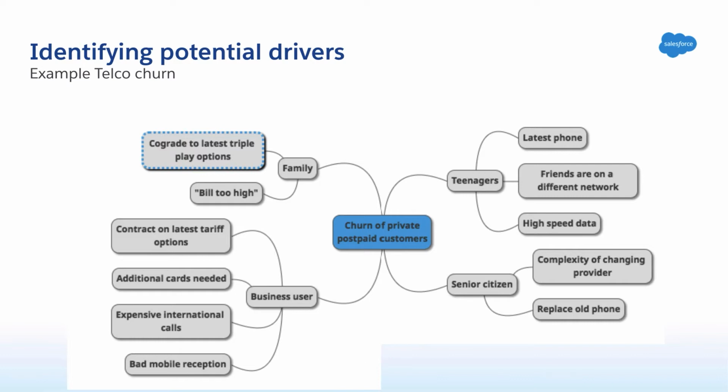Teenagers and data plans might not have everybody on the same network. Again, this might be a little bit older but still applicable from an understanding perspective. For a senior citizen, there's the complexity of changing the phone, or calling someone, or even replacing the old phone. They get used to the old phone, for example. Family: do I have the latest triple play option, and so forth. Business users: again, everyone in these particular categories probably has a different reason that can lead to churn.